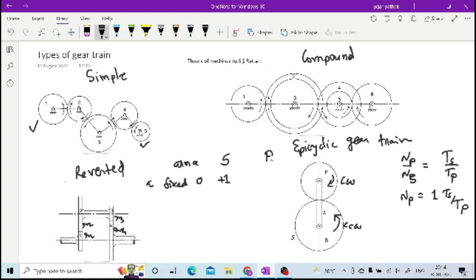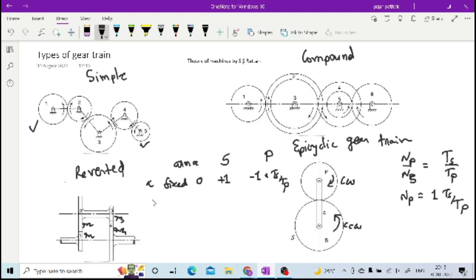So the speed of this will be coming 1 into TS by TP, but as the direction is clockwise, we will consider it as -1 into TS by TP. Here -1 into TS by TP, you can consider in other terms as whatever speed is there of this driver into the number of teeth on driver divided by number of teeth on driven. So this is how you have written the first row in the tabular method of this epicyclic gear train, right?